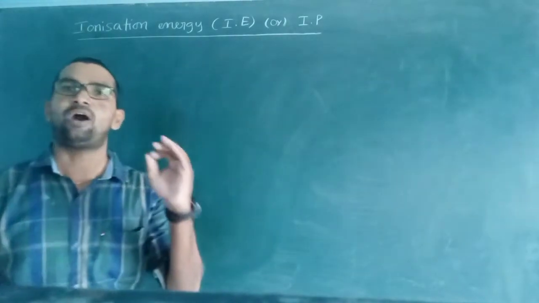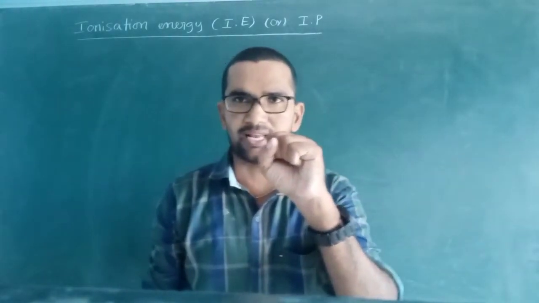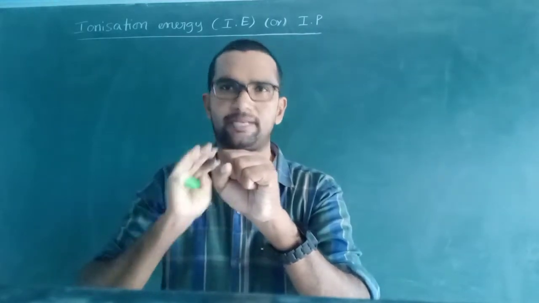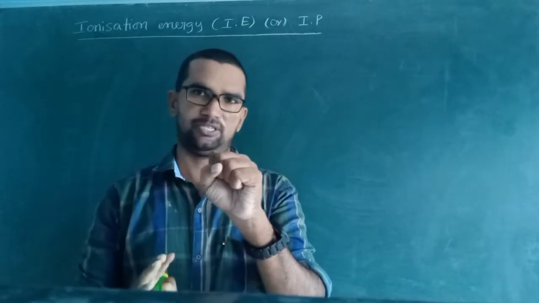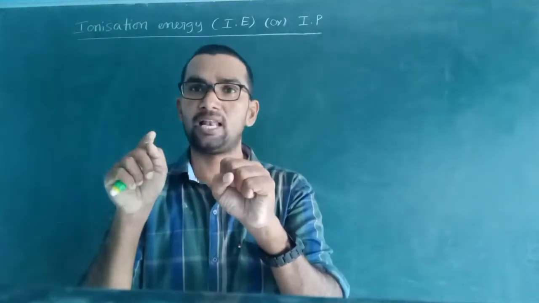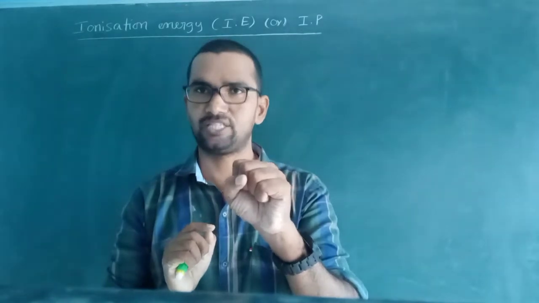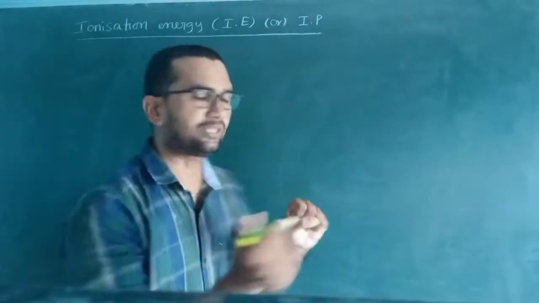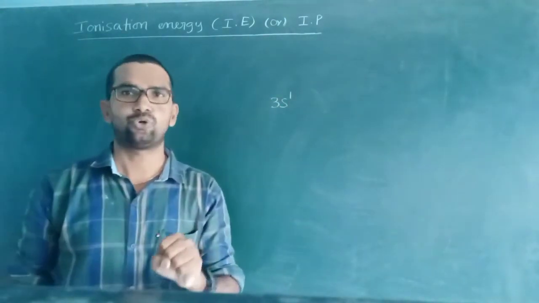Okay, sir. First, what is ionization energy or ionization potential? See this, all of you. This is one atom, for example a sodium atom. How many electrons are present in a sodium atom? Total 11 electrons. How many electrons are present in the outermost shell? Only one electron, because the sodium electronic configuration is 1s2, 2s2, 2p6, 3s1. So 3s1 is the outermost electron in the sodium atom.